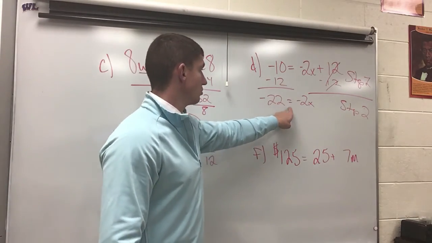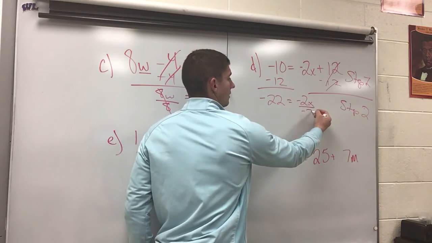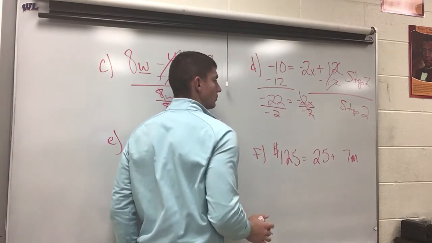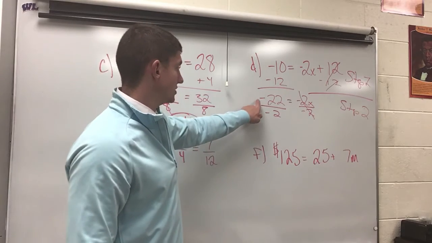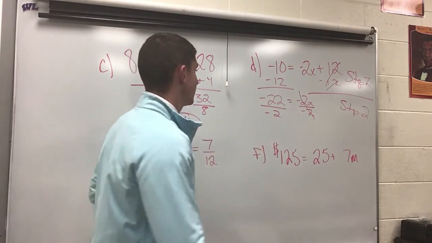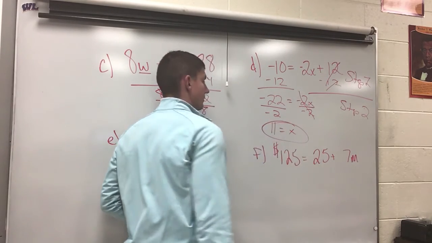I've got negative 22 equals negative 2x. This is actually being multiplied here, so I'm going to divide by negative 2. That would cancel. Divide by negative 2. Notice how I kept the negative sign with it. Now I've got two negatives on this fraction. In this fraction, negative 22 divided by negative 2, two negatives is going to make a positive, and 22 divided by 2 is 11. X equals 11.